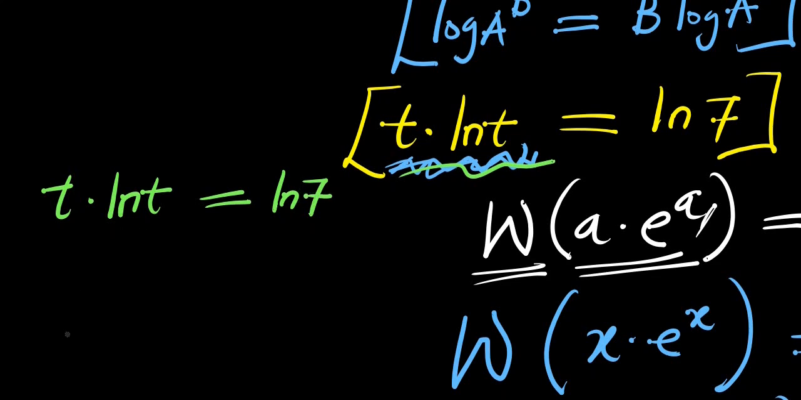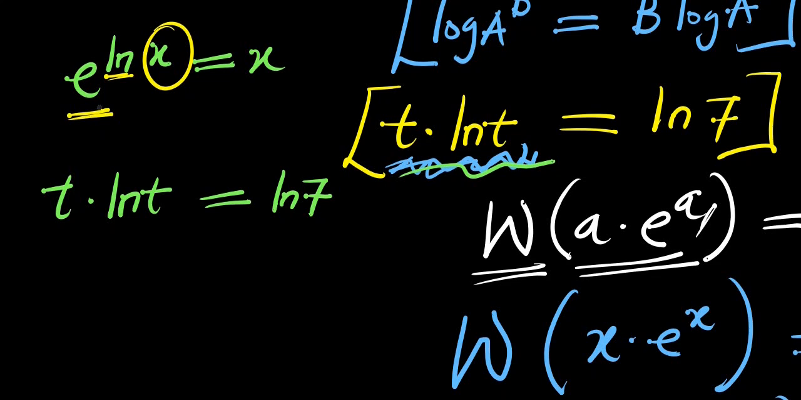Now, if you have e power ln of x, do you know that this is the same as x? Because e will eliminate the ln, and you are going to have x left. So we are going to replace this t here with e power ln of t. That is the secret of expressing this in this particular form.